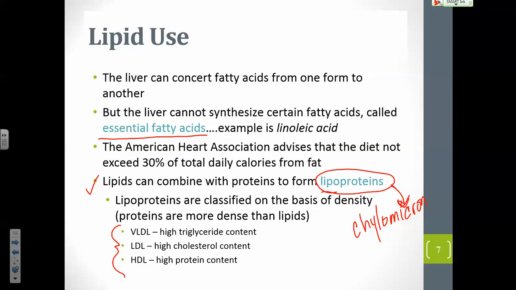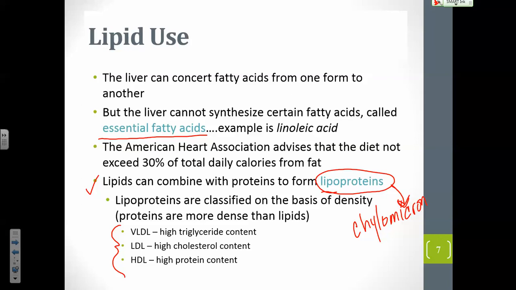The steak is heavier than fat, isn't it? Think about a piece of steak that has fat on it. The steak part of it is much heavier than the fat part, right? Protein is more dense than lipids are. Okay? So a lipoprotein with the highest protein content would be more dense than a lipoprotein with a lower protein content. Does that make sense? Okay. The percentage of the various components of a lipoprotein gives it these categories: very low density, low density, or high density.